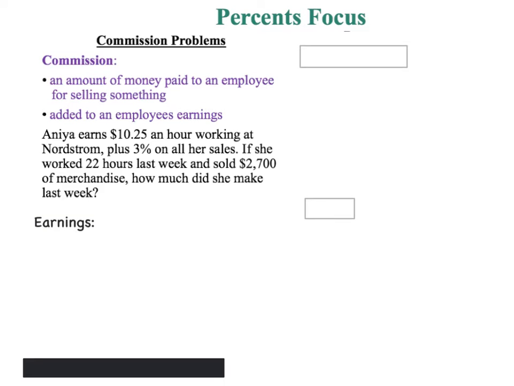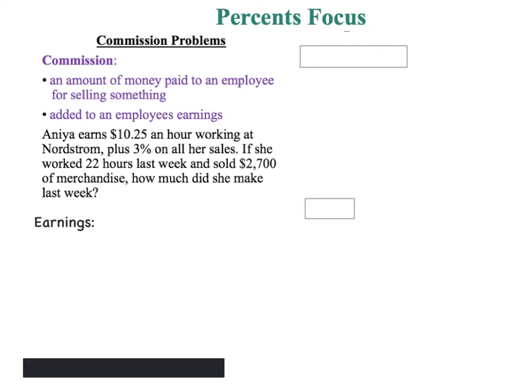Commission is also added to an employee's earnings. So an employee gets a certain amount of money per hour for working, but then in addition, for selling the merchandise and doing well, they also get extra money added on. So let's go through this first problem. Anaya earns $10.25 an hour working at Nordstrom plus 3% on all her sales. If she worked 22 hours last week and sold $2,700 of merchandise, how much did she make last week?